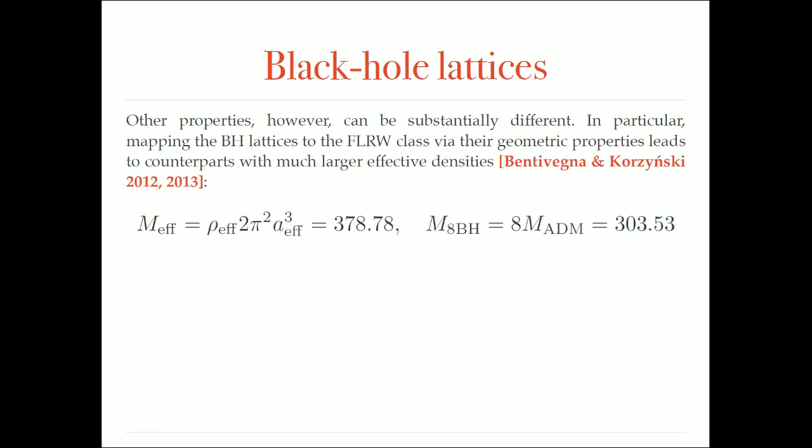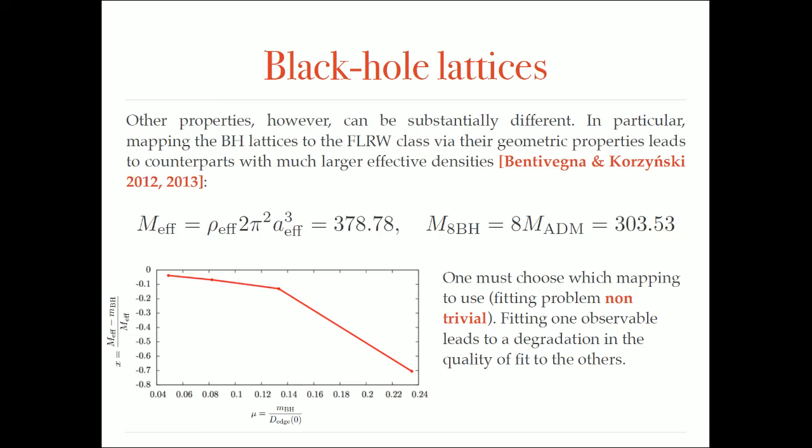And we found something similar also. So this is for the closed model, let's call it, and this is for the flat model. So there's certainly an effect in which the nonlinearities are not reflected so much in the expansion history per se. You can fit an FLRW model to this lattice, but the model is not going to be the one with the same density. And this is exactly, if you want, a consequence of the fitting problem in cosmology.